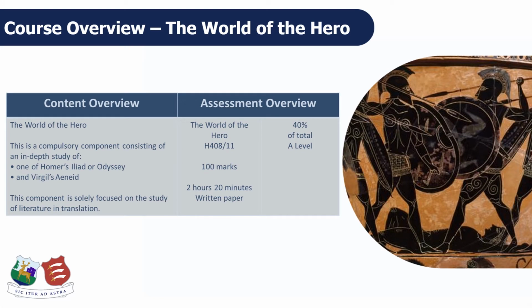First of all, we will study the world of the hero. This is worth 40% of the total A-level and is a 2-hour and 20-minute exam at the end of year 13. For this module, you will study both Homer's Iliad and Virgil's Aeneid. So we start with the Iliad in year 12.